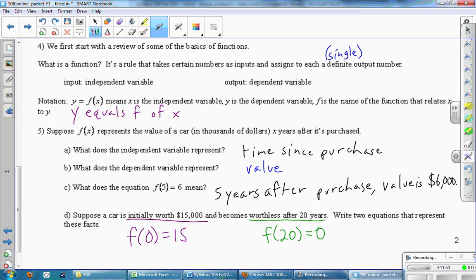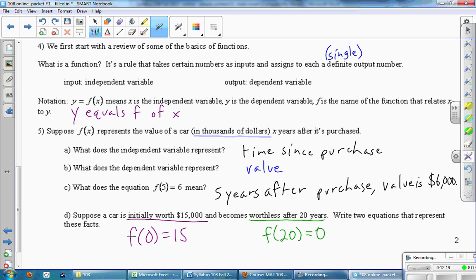Part D, a car is initially worth $15,000. We're going to translate that to an equation. So initially for the car, that means the independent variable is 0, that's there. Then it's initially worth 15 grand. So we don't put 15,000 here, and we don't even put a dollar sign there. We just put 15. The thousands of dollars part is buried inside of the definition of this function.